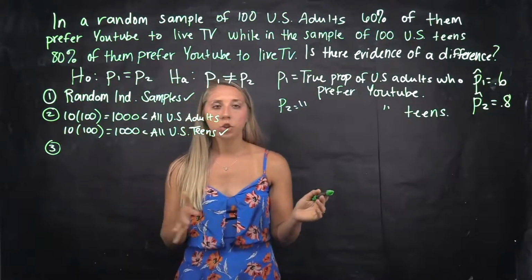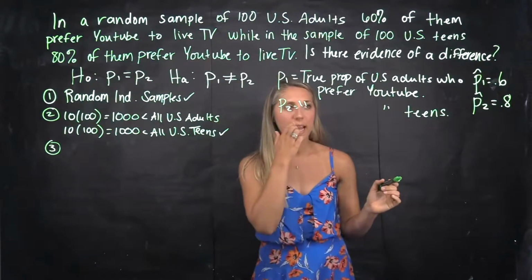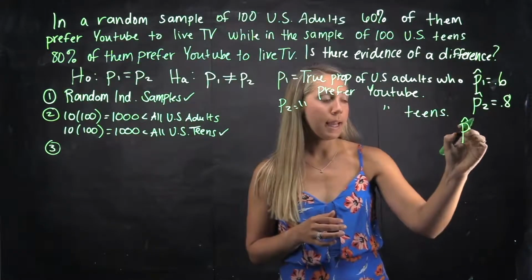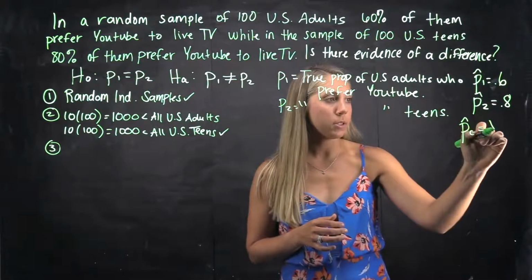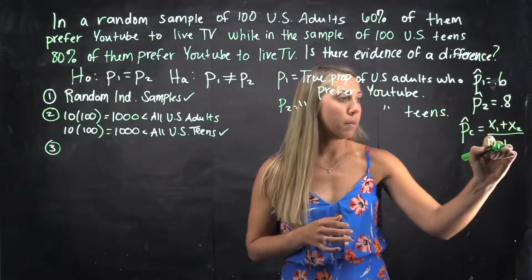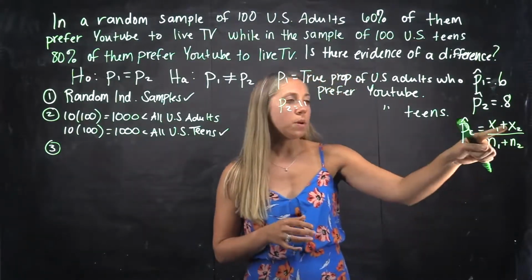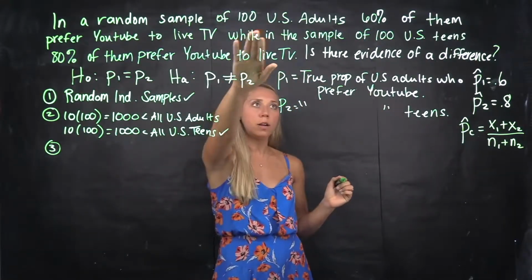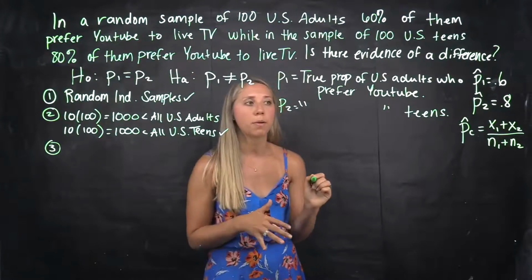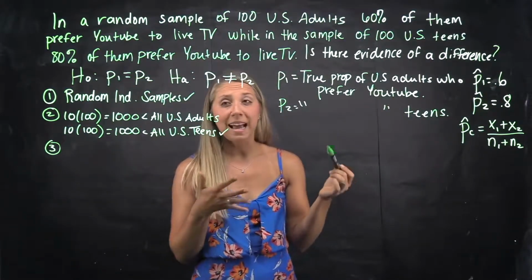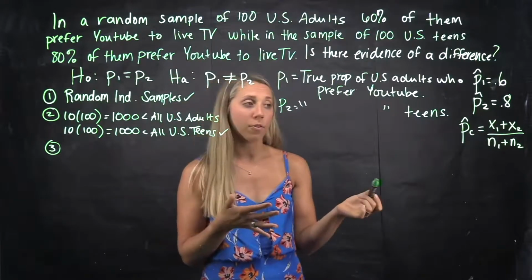In order to check our conditions here, we're going to have to find our pooled p hat, which we're going to call p hat sub c, and that's found by doing x1 plus x2 over n1 plus n2. x1 and x2 are the number of successes in your sample. So if we have 100 US adults and 60% of them are preferring YouTube, that means that the success means however many in that sample are preferring YouTube.